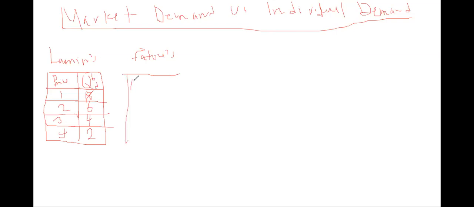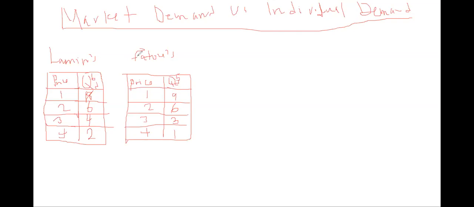So we have price and quantity of books demanded by Fatu. So at price 1, then we have price 2, 3, then 4. So we can have this as maybe 9. We have this 6, 3, then 1.